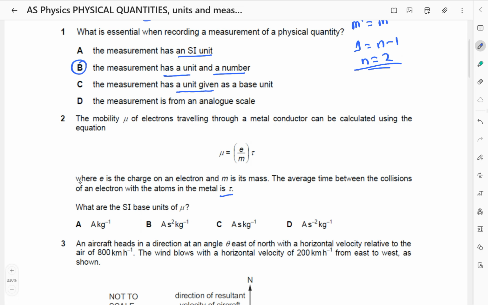So here, e is charge. The units of charge are going to be, because charge is I times time, ampere seconds. m is defined as mass, whose unit is kilograms, and tau is time, so this is going to be times seconds. So this is going to be equal to ampere seconds squared per kilogram. Ampere seconds squared per kilogram. This makes our answer B.